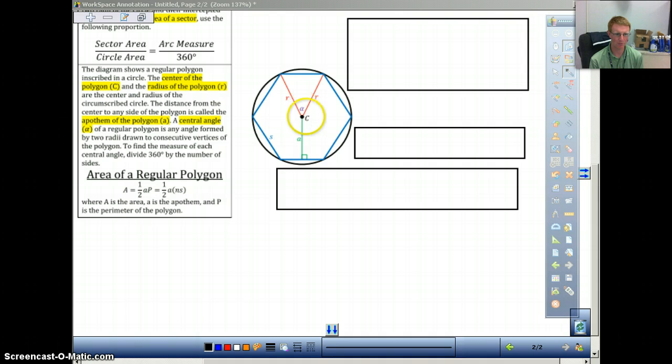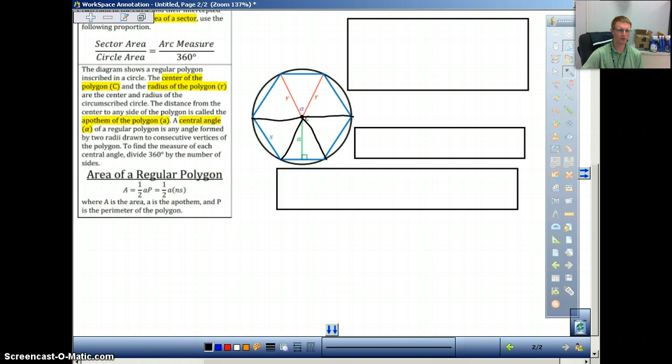It says the diagram shows a regular polygon inscribed in a circle. The center of the polygon, just like it would be for the circle, is C. And the radius is the radius of the circle. Notice how all of the vertices of our polygon are right on the edge of the circle. If I draw from the center to the vertices all the way around, that is the radius of the circle. That's important for you to be able to do and know what that means.